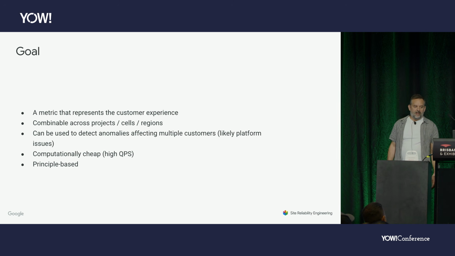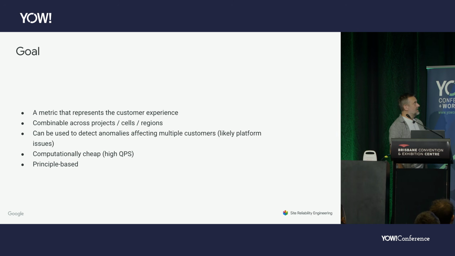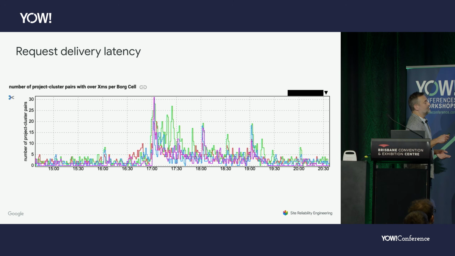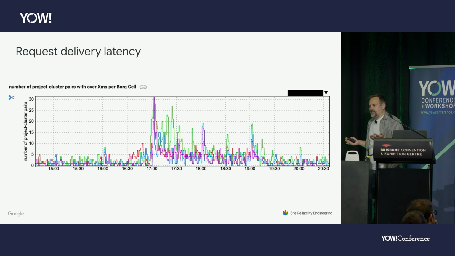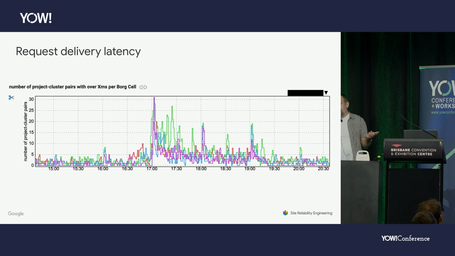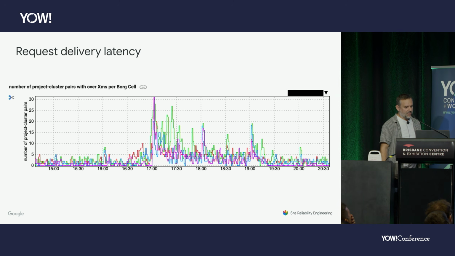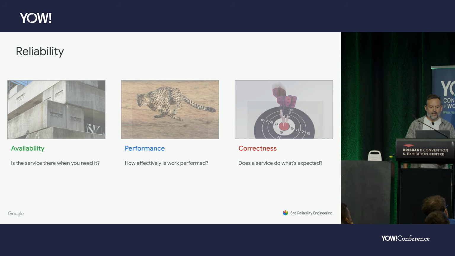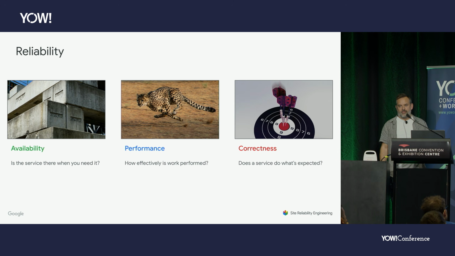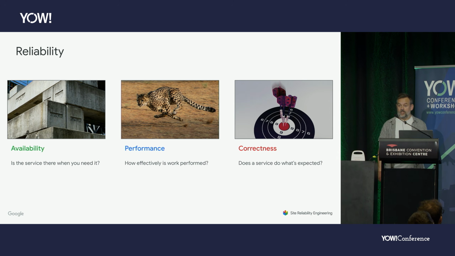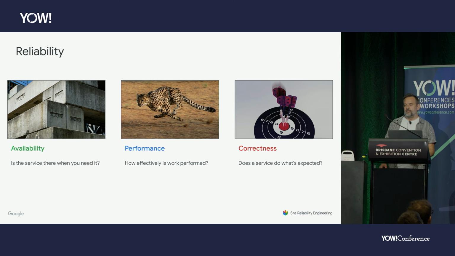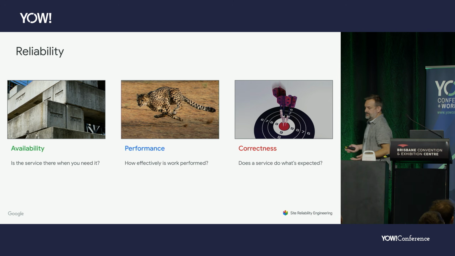So that's a problem. And fundamentally, we also want it to be principle-based. When you look at this graph, what's this number? This number is basically empirical. It's based on experience, not on any particular principles. So what are the principles that we care about? As a platform engineer, there are three things that we think are important components of reliability. Firstly, obviously, availability. Is the service there?